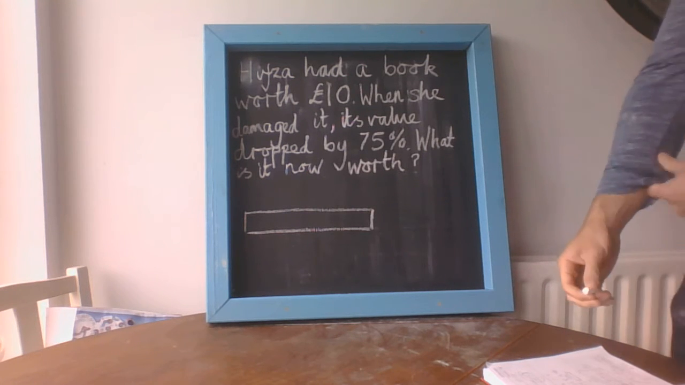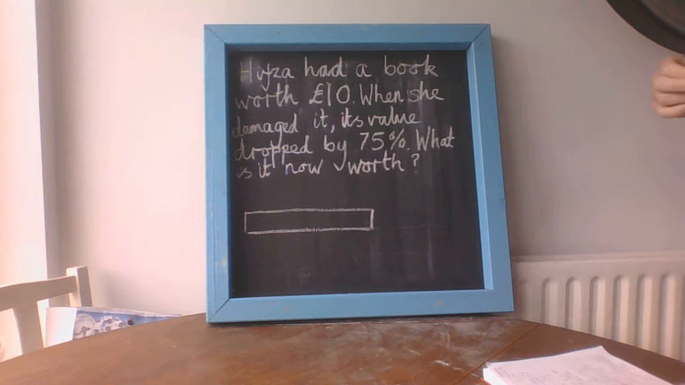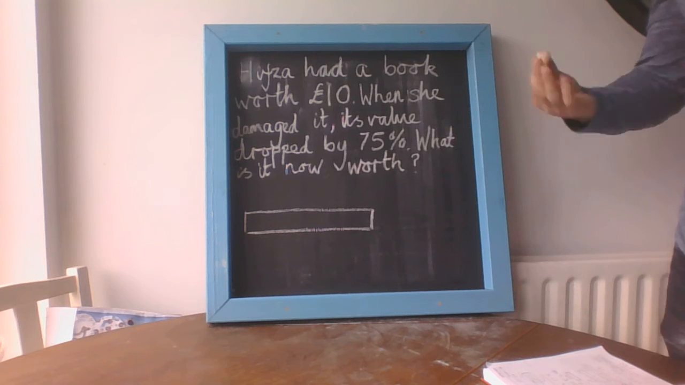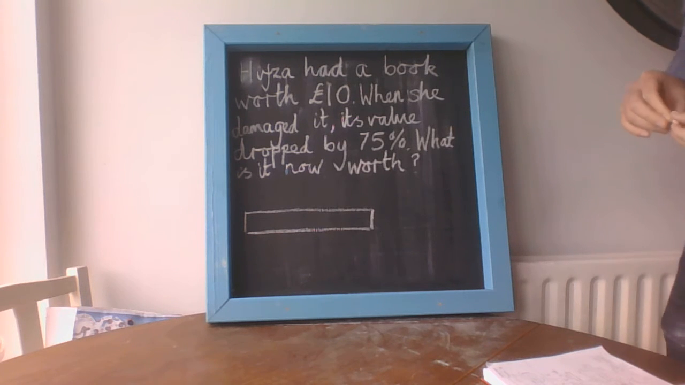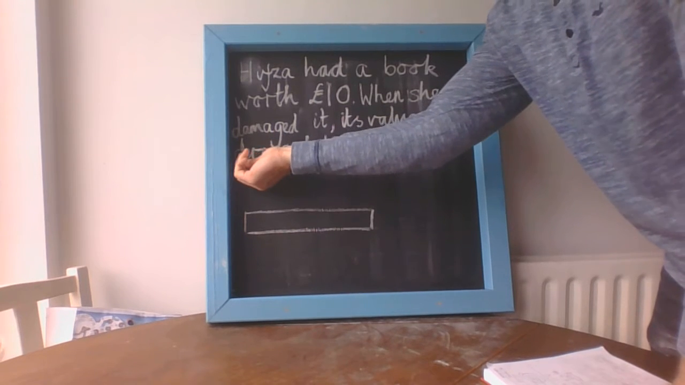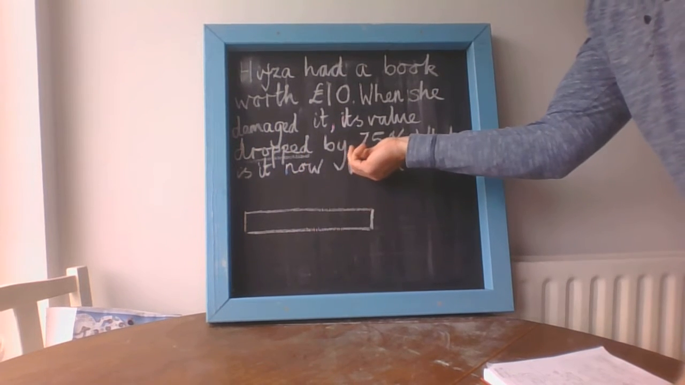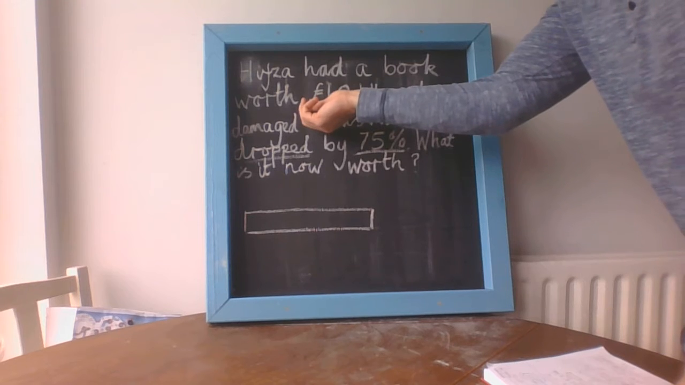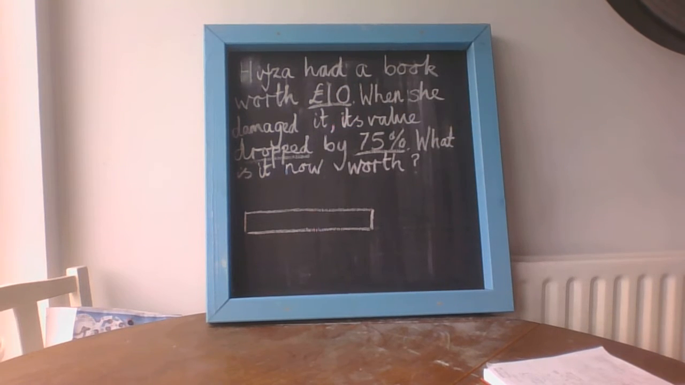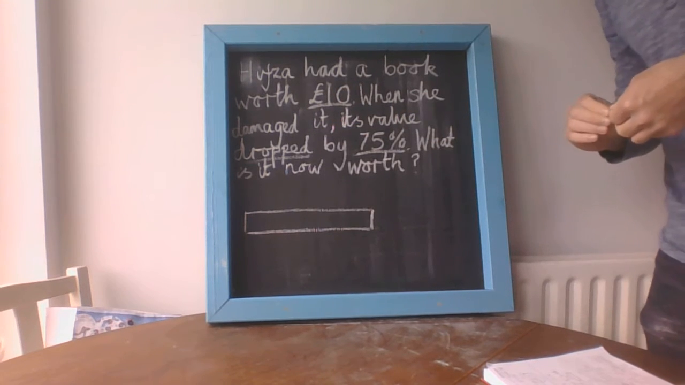So this first one, Hifsa had a book worth £10. When she damaged it, its value dropped by 75%. What is it now worth? So its value has dropped by 75% from £10. There's our key information. This is percentage decrease.